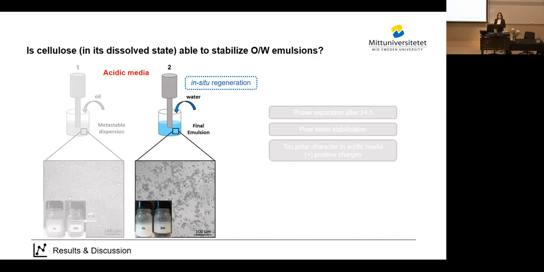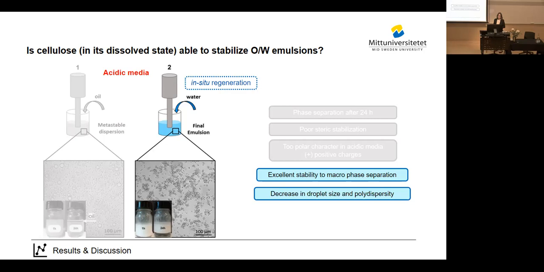And this turned out to be excellent in stability against macrophase separation of the oil. These emulsions could be stable for 1 year without seeing oil coming off. Also, there was a decrease in droplet size and polydispersity. But these emulsions were still characterized by flocculation and creaming, destabilization mechanisms.